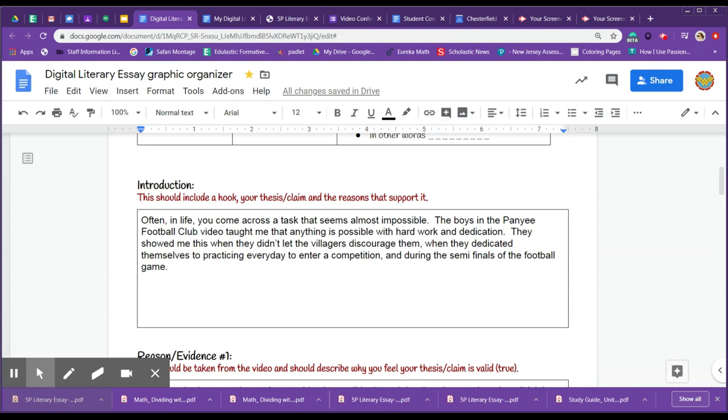So maybe I could have something like, maybe next time something seems impossible or something that you feel like you cannot accomplish, think back to what the boys at the Pontiac Football Club had overcome and use that as motivation. You want to just give one lasting thought about that.